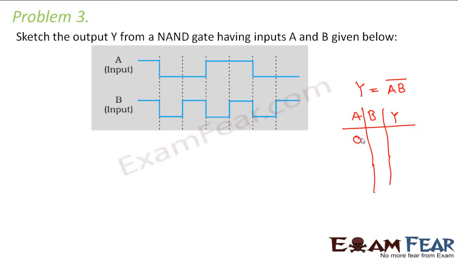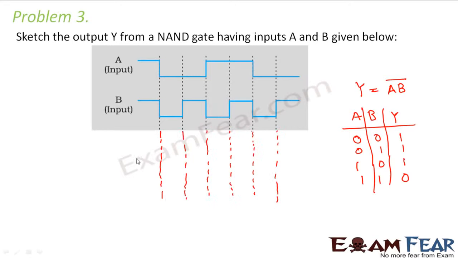For a NAND gate, 0, 0, 0, 1, 1, 0, 1, 1. So what do you get? This will be 1, this will again be 1, this will be 1, this will be 0. Now using this, we will plot the output. So if you see here, for the first time interval, this is high, this is also high. So high will make the output low.